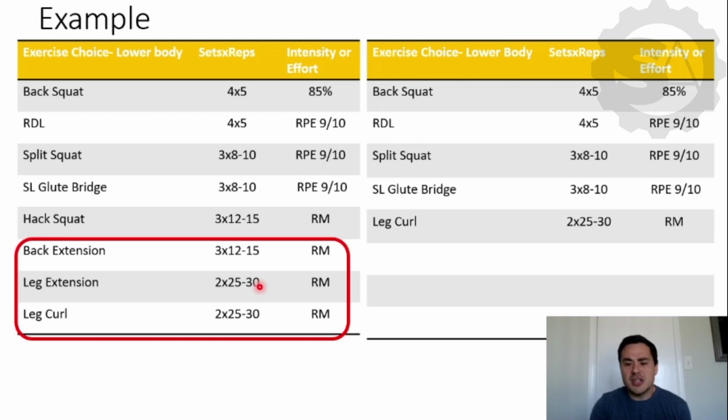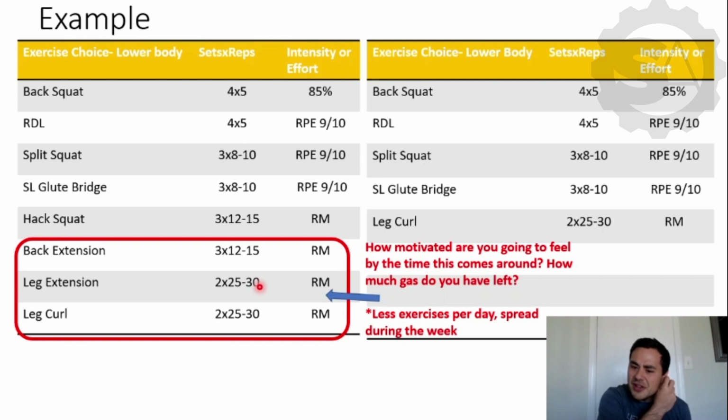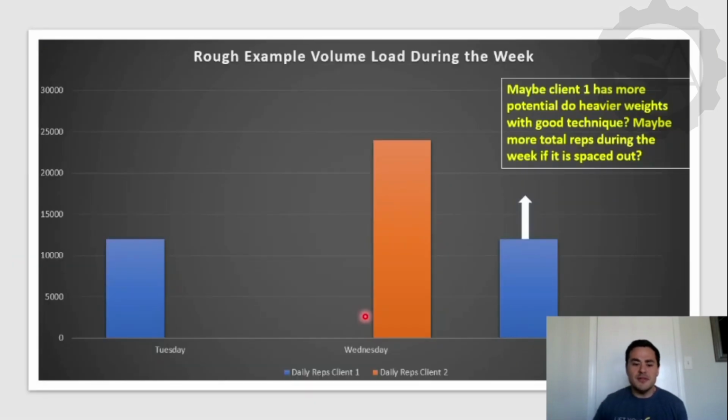So, the question comes up, well, how much juice do we got left? How motivated are you going to feel by the time these 3 exercises come around, especially if you went pretty hard up here? So, a decent strategy is that you might just have fewer exercises per day and spread them out across the week. So an example, again, a rough example of that might be, instead of doing all of your exercises on this Wednesday, and we'll just use legs, for example, because that's what we've been doing, maybe you spread it out across the week. Maybe instead of doing it all on Wednesday, we do one day on Tuesday, one day on Friday.